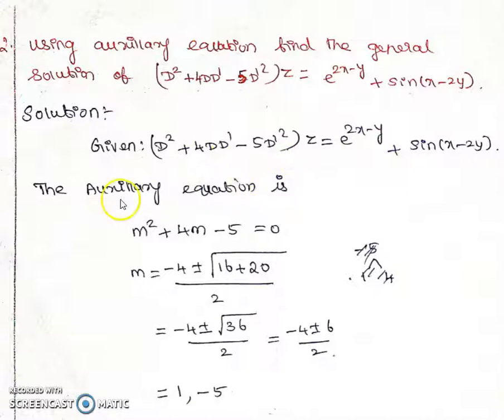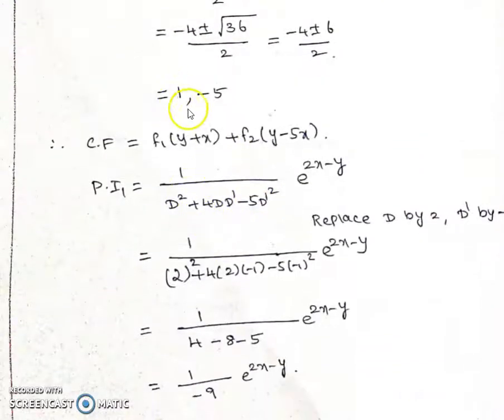Now we are going to write the auxiliary equation. I already explained the auxiliary equation: replace D by m, D dash by 1. So it can be written as m square plus 4m minus 5 equal to 0. So solve this quadratic equation. We get the two roots for m. Now we are going to write the complementary function. So CF is equal to f1 of y plus x plus f2 of y minus 5x.